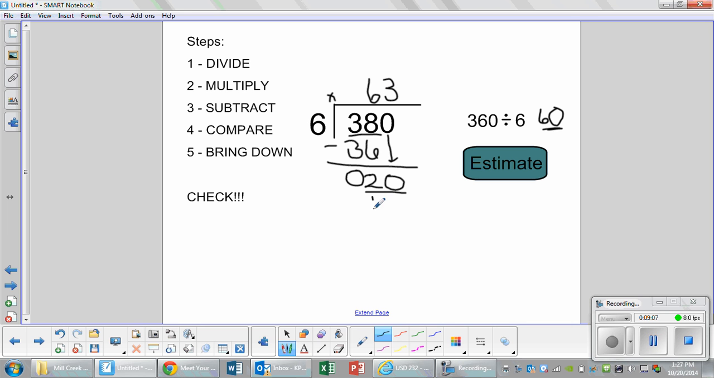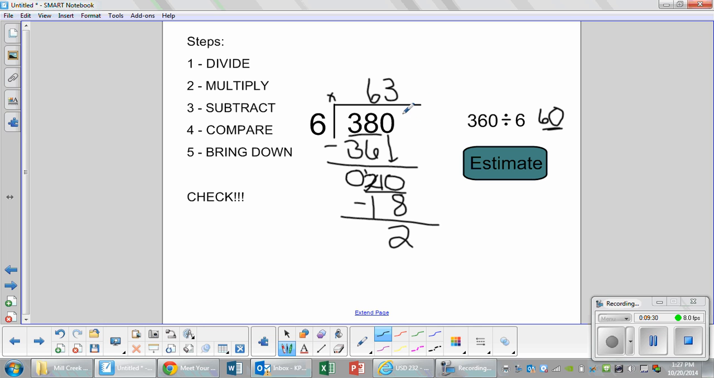6 times 3 is 18. Then I subtract. 20 minus 18, I know it's 2, but I'm going to show it here. I'd have to borrow. 10 minus 8 is 2. Compare, 2 is less than 6, so I'm good to go.